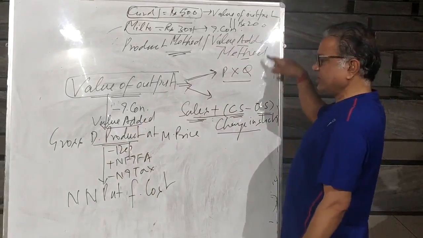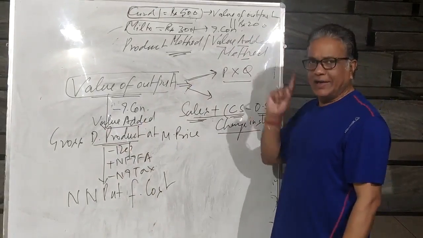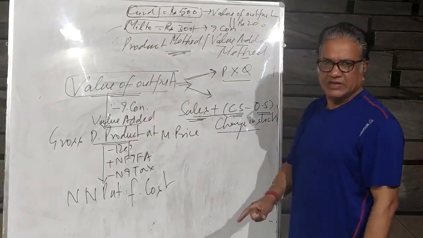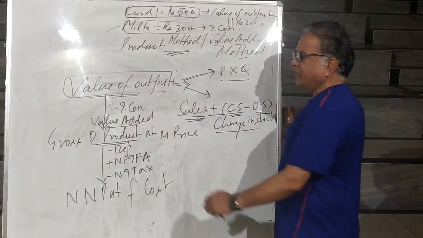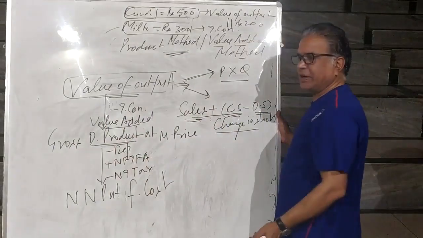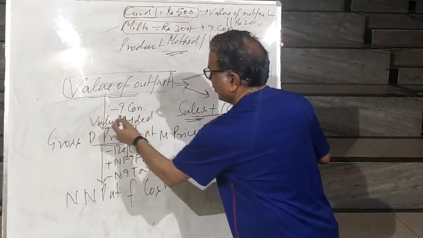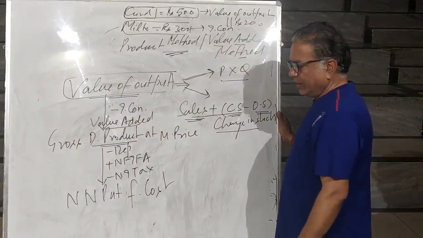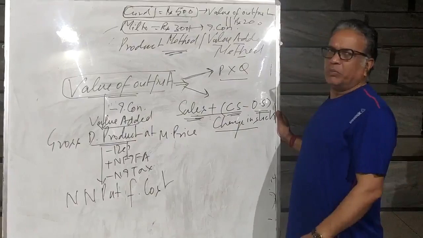And that's why this method is also called value added. Again, I am repeating, value added and domestic product don't have any difference. So if you are asked for gross domestic product at market price, or you are asked to calculate gross value added at market price, altogether it is the same. So this is all about the product method.